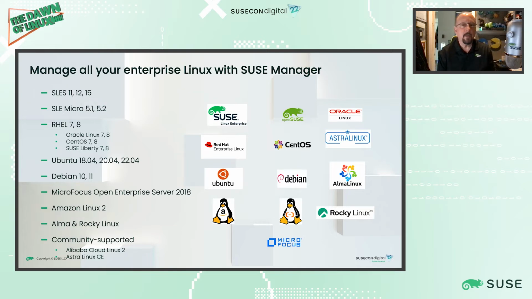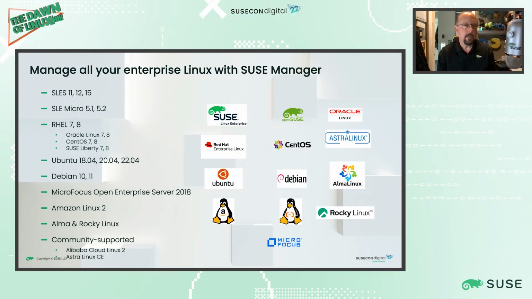SUSE Manager can manage almost every enterprise Linux out there, as you see, SLES, CentOS, RHEL, Oracle Linux, Ubuntu, and Debian. We also manage some community editions like OpenSUSE, like Alibaba Cloud Linux, and a couple more. SUSE Manager is the best open source solution to manage Linux configurations and compliance across different hardware platforms, including x86, IBM Power and Z systems, and Raspberry Pi. And we could do this also quite easily across physical, virtual, container, and cloud environments.